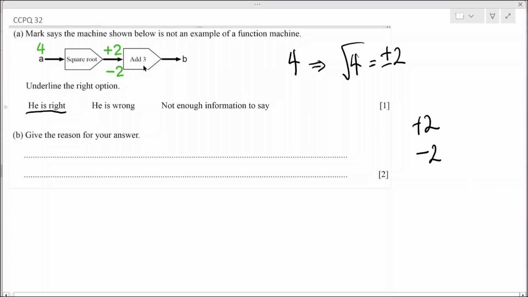Then we add 3 as said in the function machine. So plus 3. 2 plus 3 will give you plus 5 or 5. The square root of 4 gives us 2 answers, that's plus 2 and negative 2. So to the negative 2, you add 3, plus 3. The result in this case is 1.